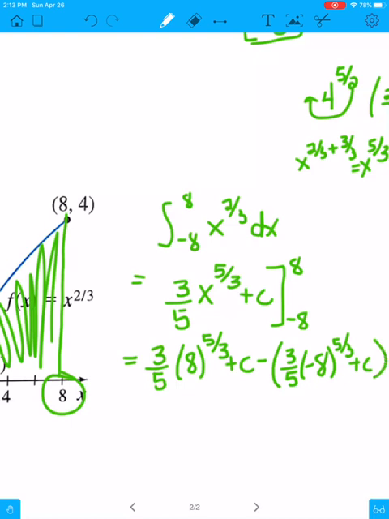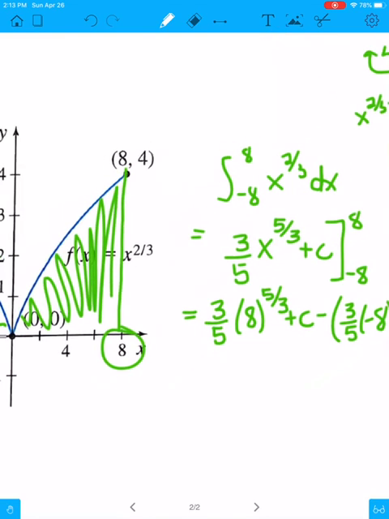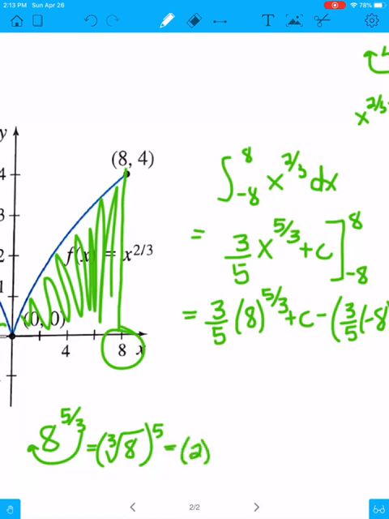And so 8 to the 5/3, I'm going to do this over here just so you remember. If I go 8 to the 5/3, then that 3 is the index. So that would be the same as saying the cube root of 8 to the 5. And the cube root of 8 is 2 to the 5. And 2 to the 5 is 32. Because it's 2 times 2, which is 4, times 2, which is 8, times 2, which is 16, times 2, which is 32. So 8 to the 5/3 is positive 32.